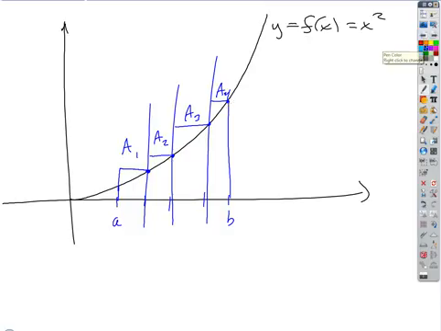Because this is a monotonically increasing function, the height of the inscribed rectangles is always determined by the value at the left side of each subinterval, right? Because it's increasing from left to right. Does that make sense? So the height of this box is determined there. The height of this box is determined there, there, and there. And I might call those lowercase a sub 1, lowercase a sub 2, lowercase a sub 3, and lowercase a sub 4. And if I added that sum up, it's going to be a little bit of an undershoot, right?